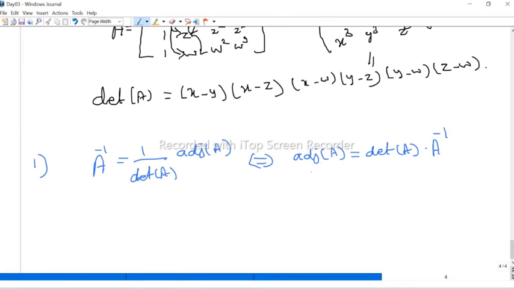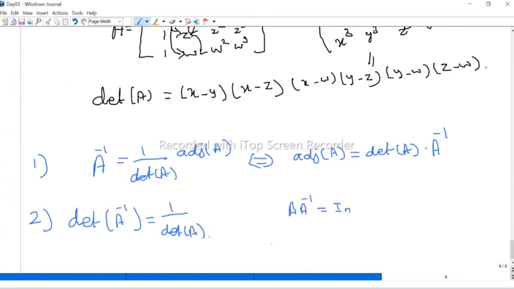What about adjoint of A inverse? For that, what is the determinant of A inverse? So determinant of A inverse is nothing but 1 by determinant of A, provided the determinant is non-zero, because otherwise we will not speak about this A inverse. This is very trivial because we know that A into A inverse is always the identity matrix.